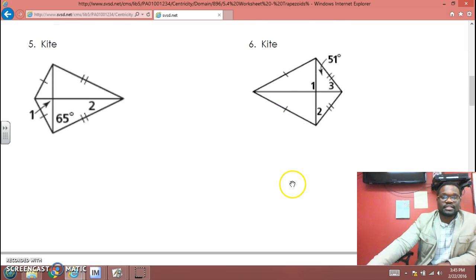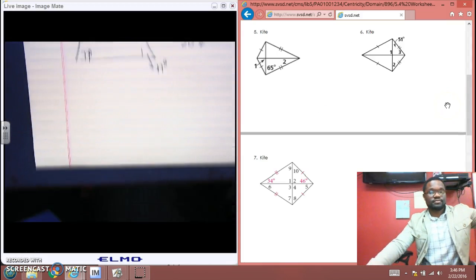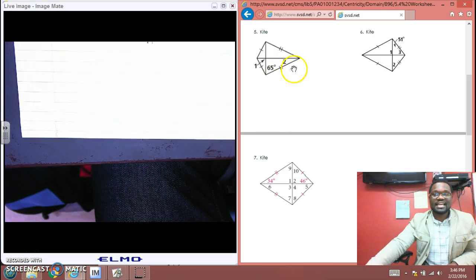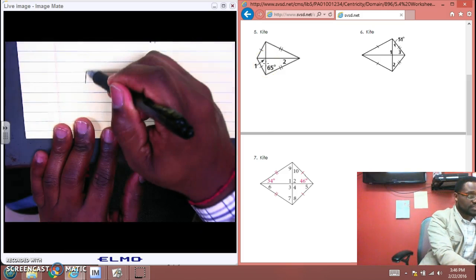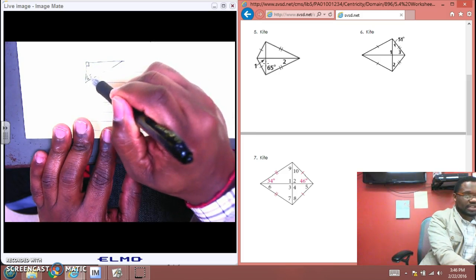All right, let's talk about a kite. I know I have a kite here, and so angle 1 is 90 degrees. I already know angle 1 is 90 degrees. It's important to know that angle 1 is a 90-degree angle. Now, if angle 1 is 90, they want to know angle 2. Well, we know that this is a 90-degree angle right here. In fact, sometimes it helps to just separate it out.